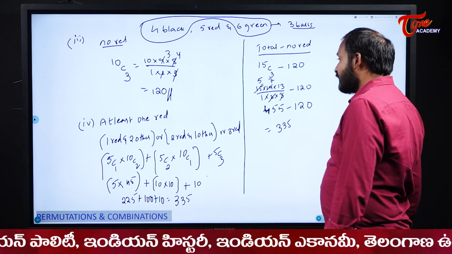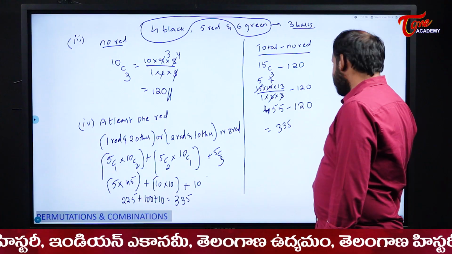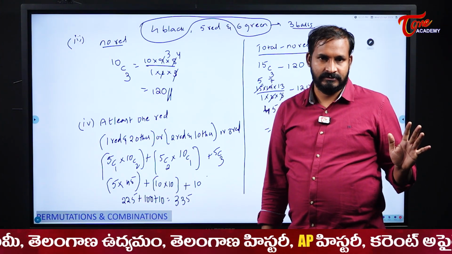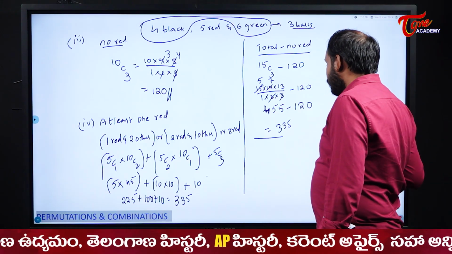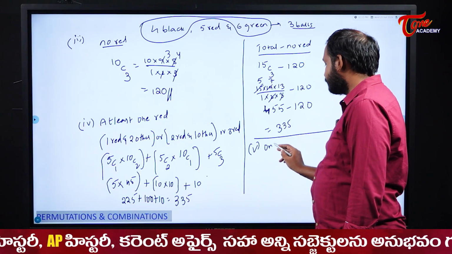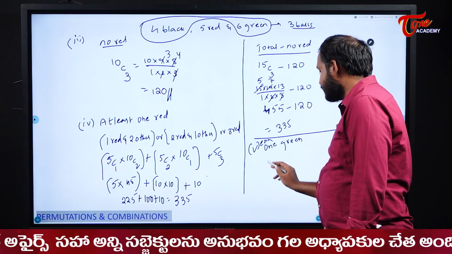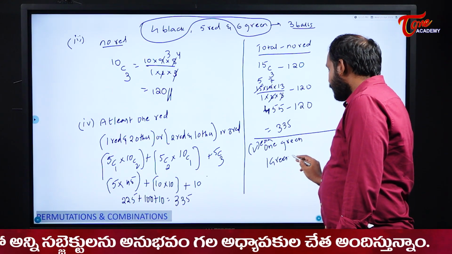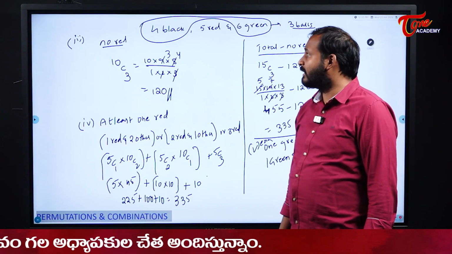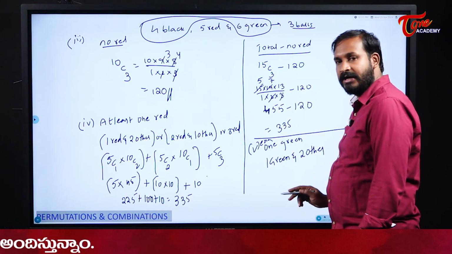Now we will see the other condition they have given: exactly one green. Exactly one green means one should be green and the other two can be anything else. That means one green and two other. The two other can be both black, both red, or one black and one red, whatever it may be.